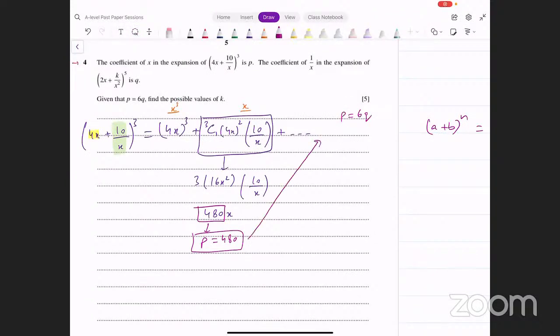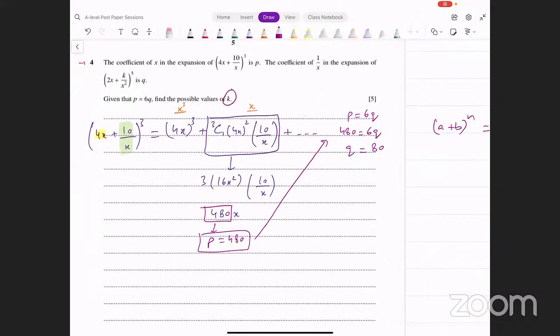इसको वहाँ पे input कर देते हैं. We say 480 equals 6 times q, and q will turn out to be 480 divided by 6, and that is 80. q की value भी हमारे पास आ गई, that is 80. Okay, so you've got p now and we've got q now. ये दोनों चीजें आ गई हमारे पास. अच्छा, अब हमें फाइंड क्या करना था? k फाइंड करना था.